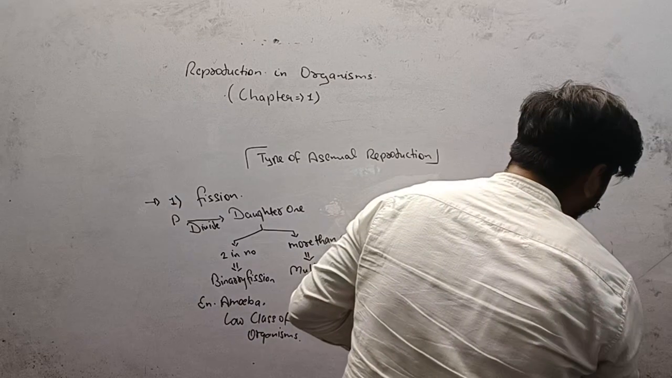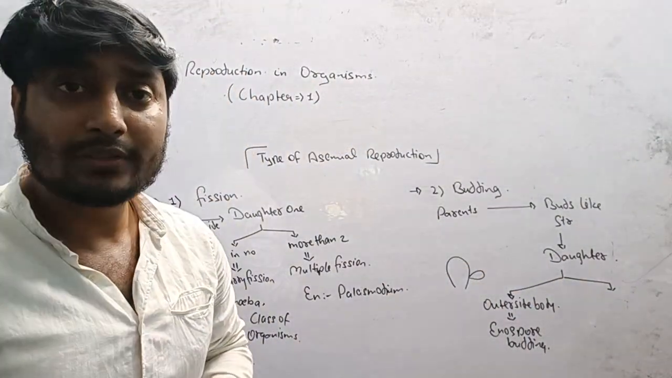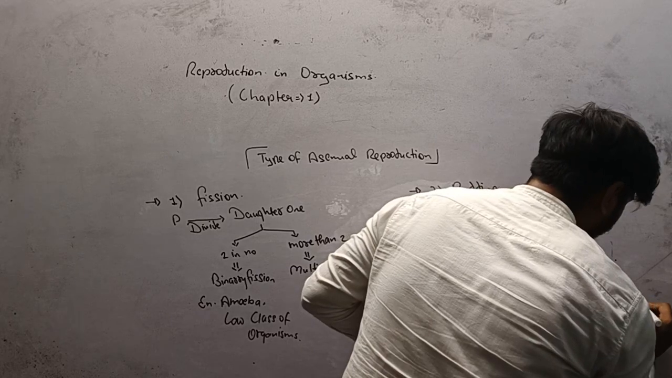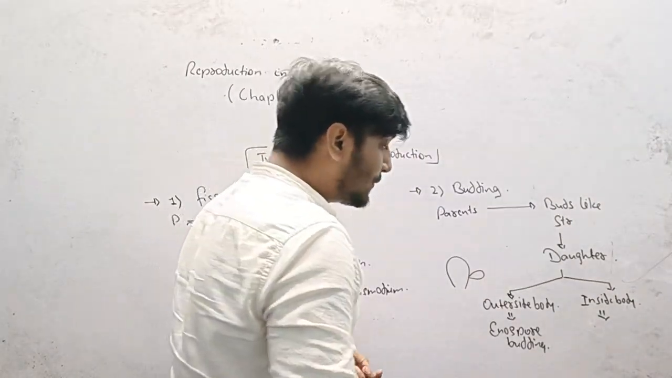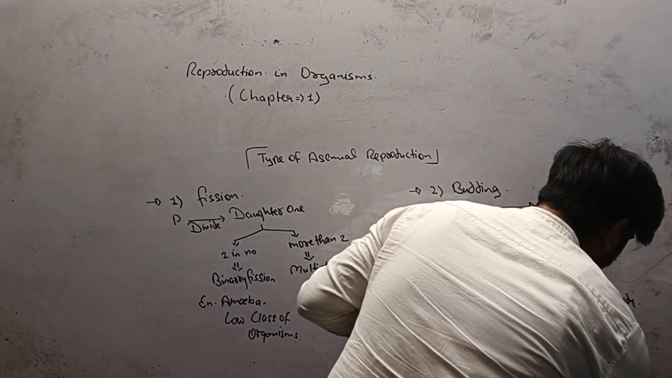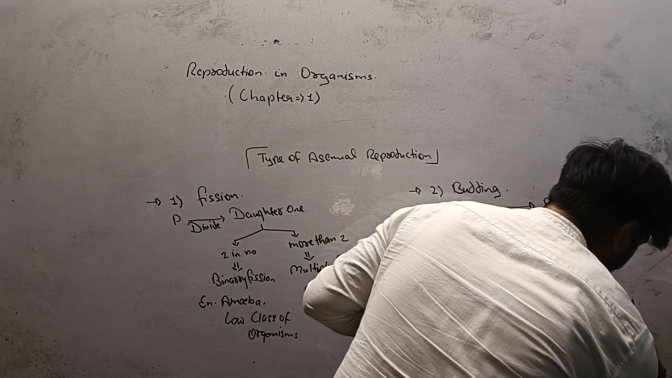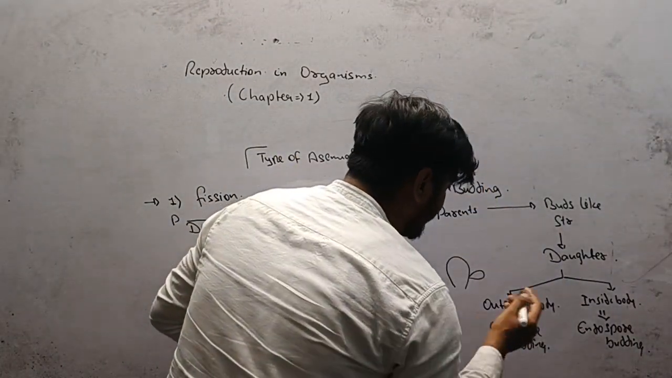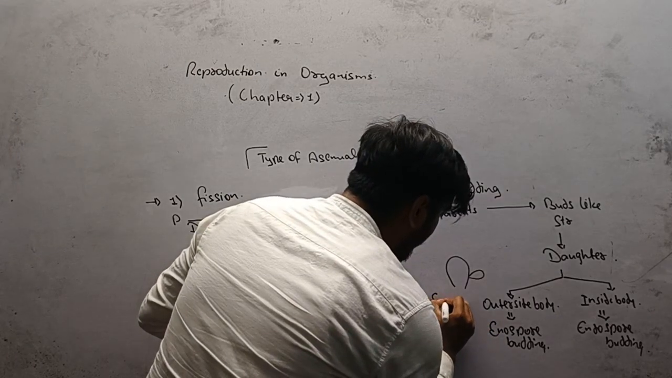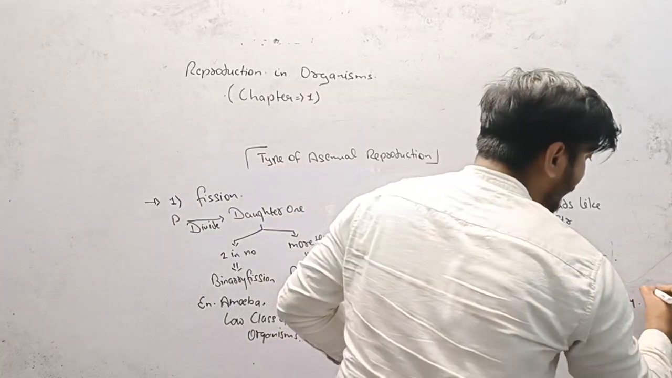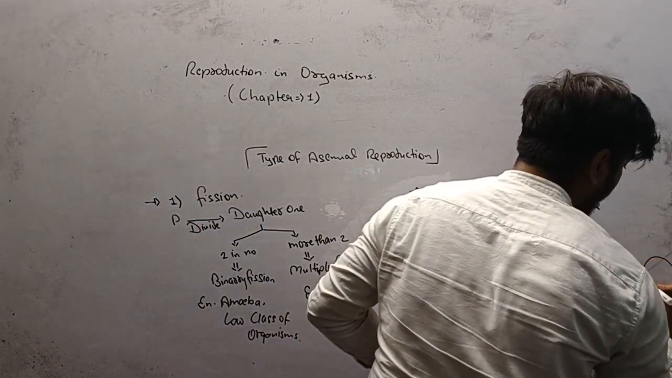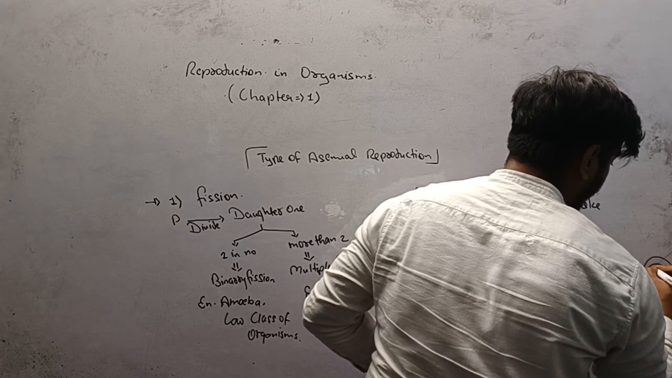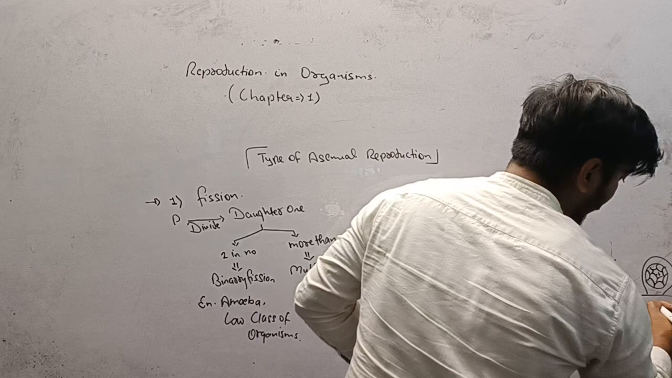But in other organisms, the bud formation occurs inside the body. If the bud formation is inside the body, the process is known as endospore budding. Endospore budding is seen in the case of sponge. This one is hydra, and endospore budding is seen in the sponge, right? Example is sponge.